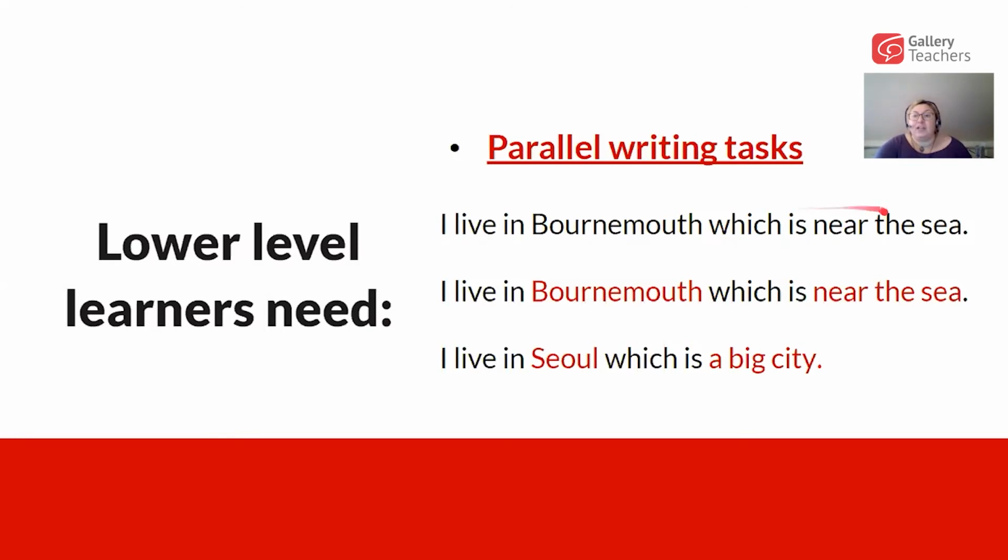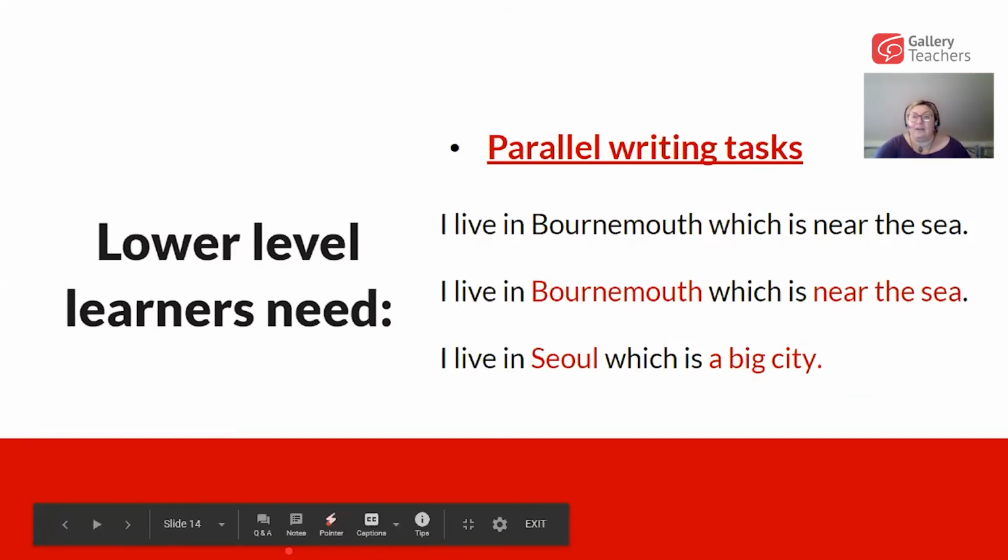So I would encourage my students to highlight the whole of that phrase, because then they can replace it with something that might be true for them. So you can see here that they're replacing the proper noun Bournemouth with Seoul, which will be true for my Korean learners. And then rather than saying Seoul is near the sea, they're changing that. They're keeping the basic syntax, they're keeping the basic structure of the sentence, but they're changing the part that's relevant for them. So instead of saying, I live in Seoul, which is near the sea, they're changing the sentence to make it true for them.